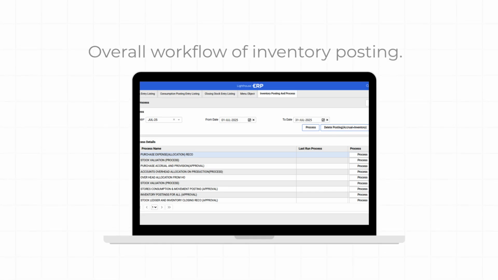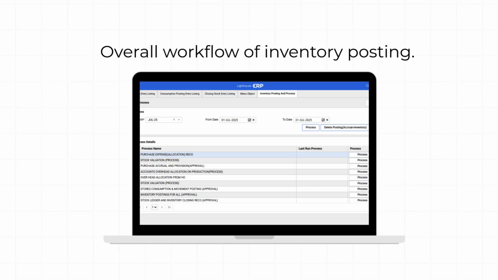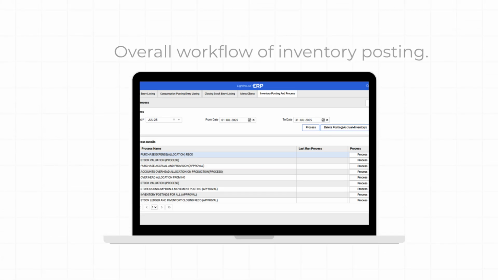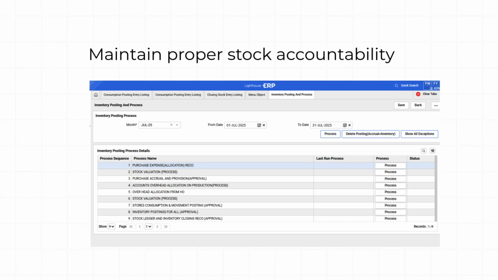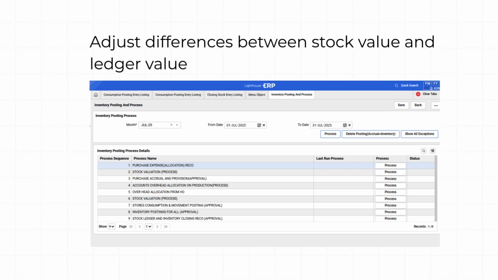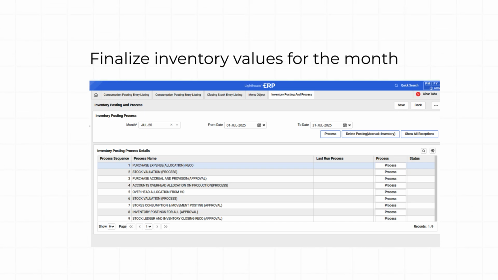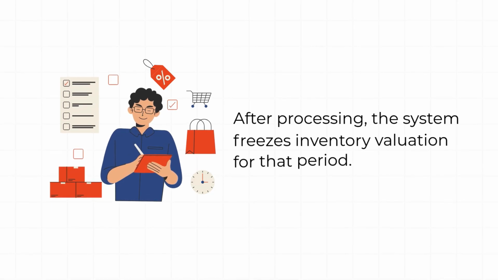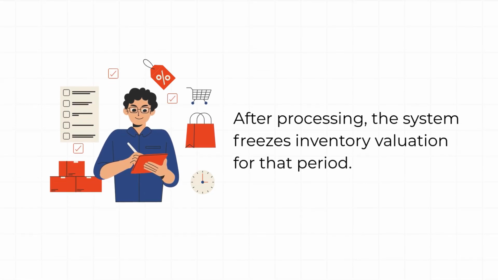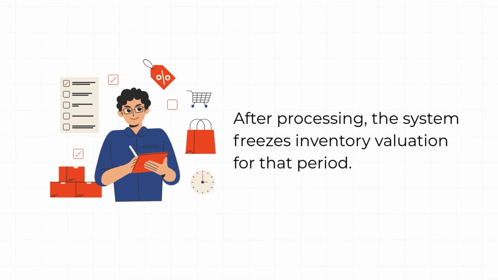This screen shows the overall workflow of inventory posting. It helps maintain proper stock accountability, adjust differences between stock value and ledger value, and finalize inventory values for the month. After processing, the system freezes inventory valuation for that period.